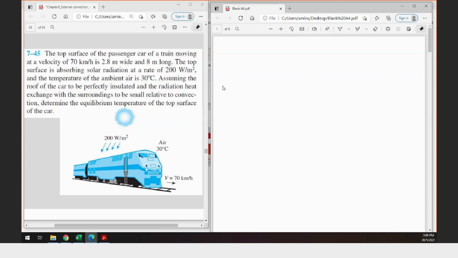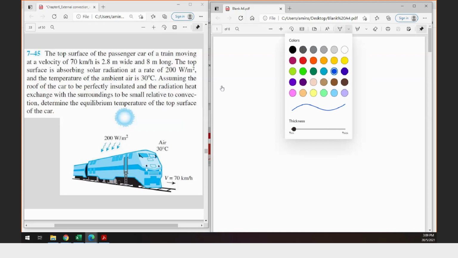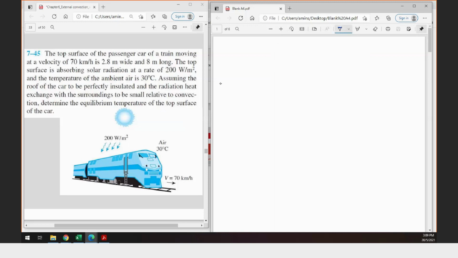This problem of external convection analysis. Okay. So like previous, same like any problem of heat transfer, or in fact any engineering analysis, first you should start with your schematic. Okay. So you can draw a very simple one.